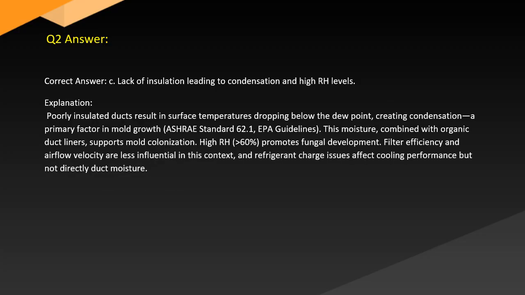Answer. Correct answer: C. Lack of insulation leading to condensation and high RH levels. Explanation. Poorly insulated ducts result in surface temperatures dropping below the dew point, creating condensation, a primary factor in mold growth according to ASHRAE Standard 62.1 and HVACR guidelines. Moisture combined with organic duct liners supports mold colonization. High RH, around 60%, promotes fungal development. Filter efficiency and airflow velocity are less influential in this context, and refrigerant charge issues affect cooling performance but not directly duct moisture.